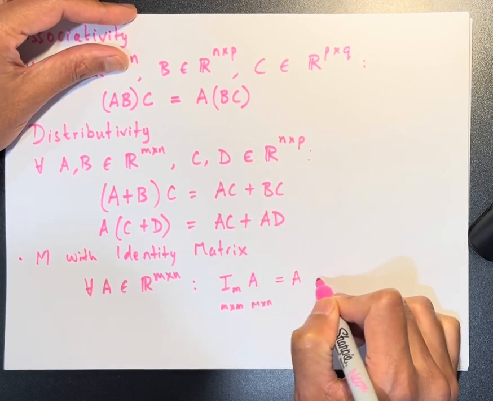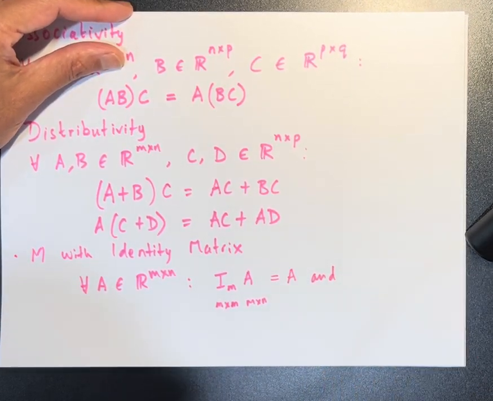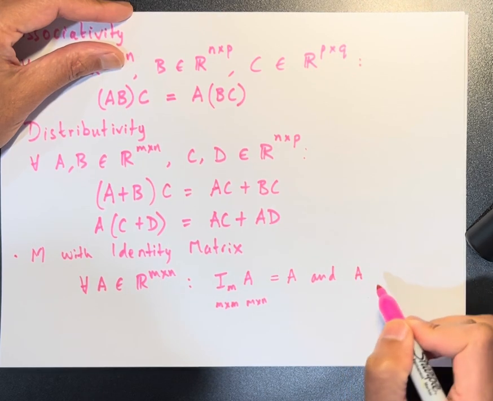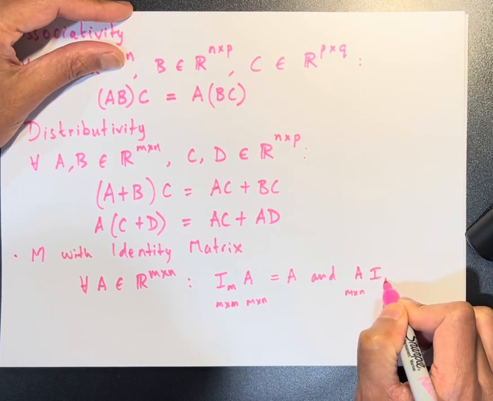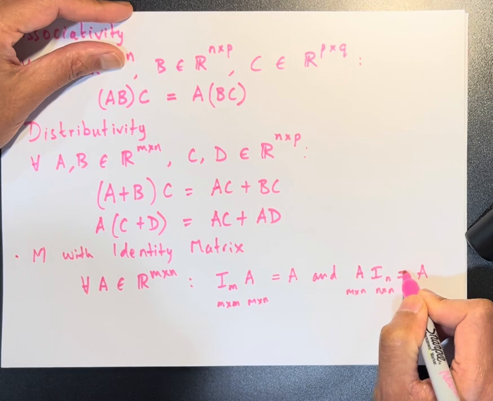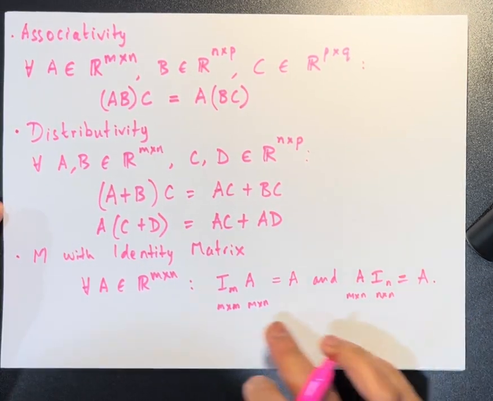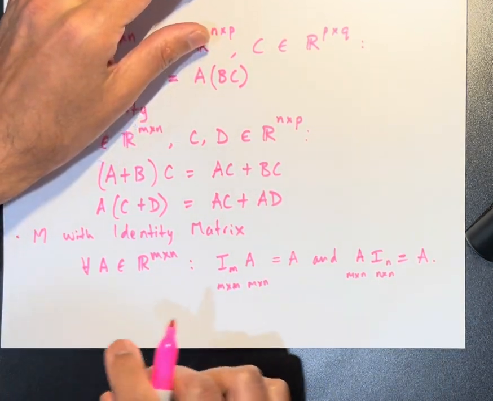And so is, if I want to multiply with the identity matrix on the right hand side, I can do A times I, but this is m by n, which means I have to use I subscript n here, so n by n. This is also equal to A. Now if m and n are not equal, it looks a little bit weird, but let's take an example.